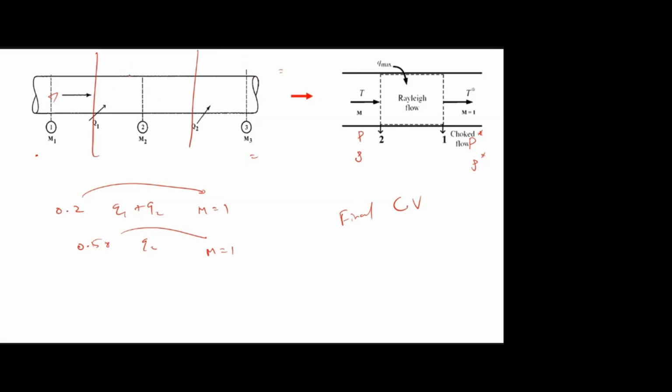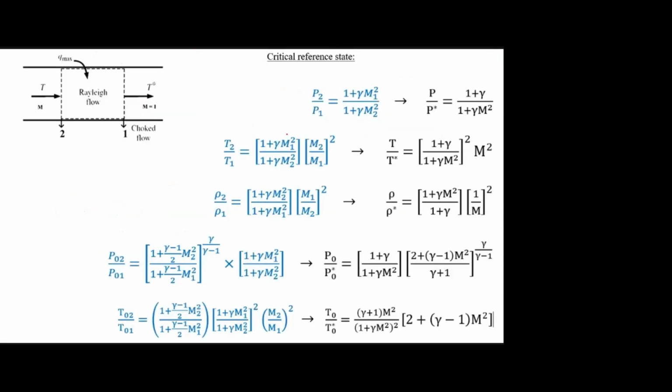Because all the stations can be related to M equal to 1. This is clear, right? This final control volume. So this is what we already derived: P2 by P1, T2 by T1, etc. Now I have converted that control volume to static and sonic.